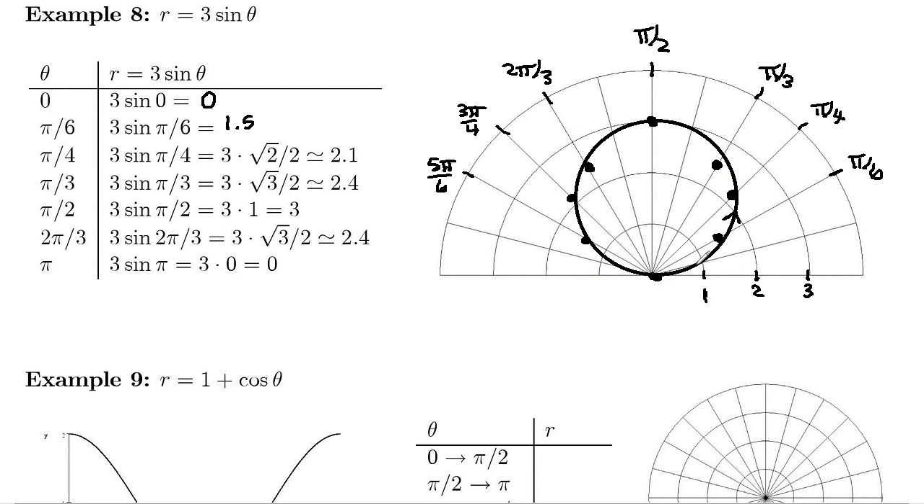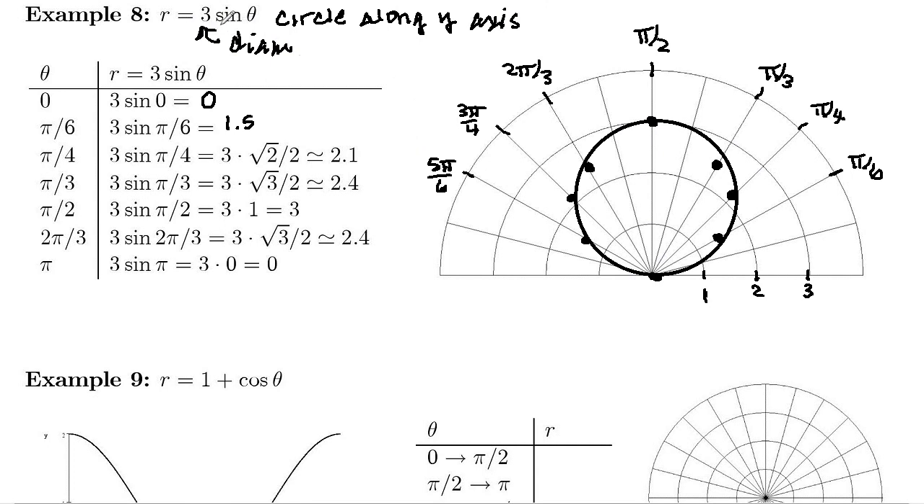And we're oriented counterclockwise as theta increases, so we don't need to put an arrow on that curve. But this is a circle along the y-axis. And notice that the 3 here is the diameter. That 3 right there is the diameter of the circle.